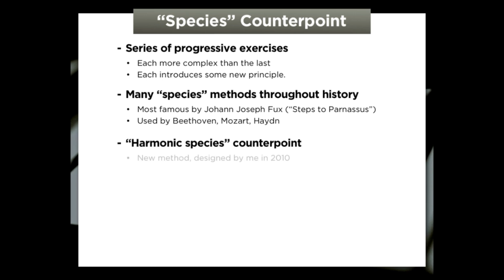We'll be using something called harmonic species counterpoint, which was designed by me in the summer of 2010, specifically for Theory 101. Harmonic species is a merger of traditional species counterpoint with a Roman numeral figured bass structure. Those Roman numerals, if you've done traditional Fuxian counterpoint, there are no Roman numerals, and you don't really analyze that in terms of chords at all. Here we're going to be thinking in terms of harmony, but also using the contrapuntal principles of species counterpoint.